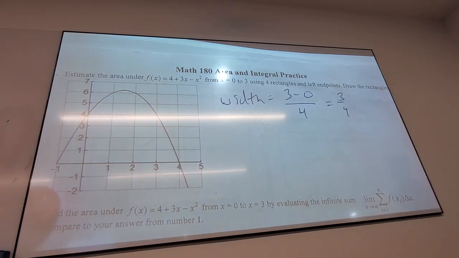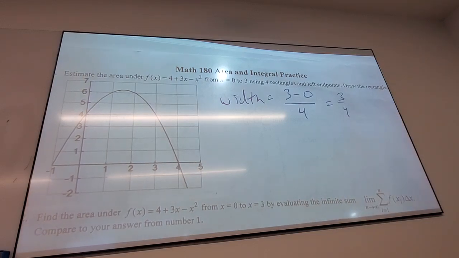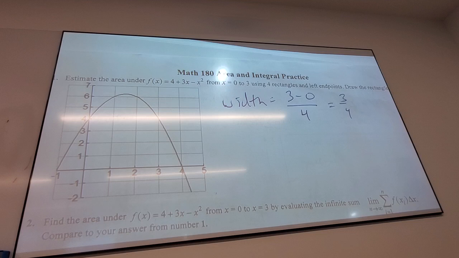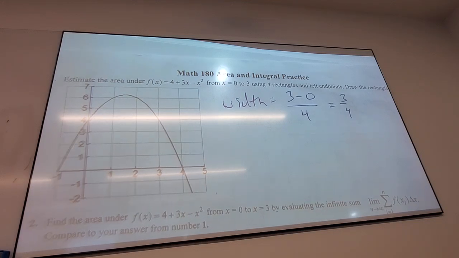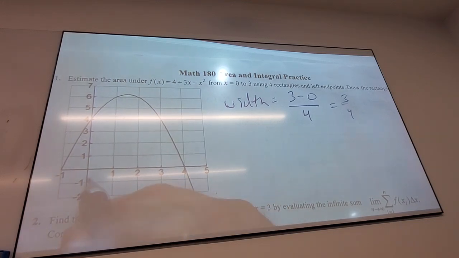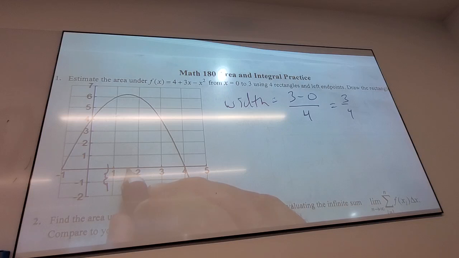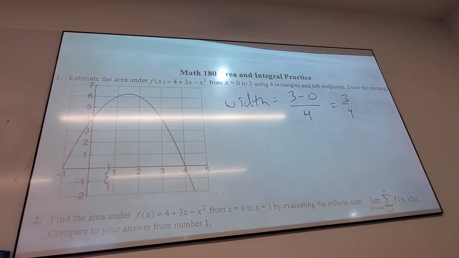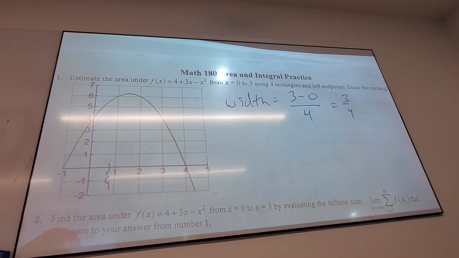So each rectangle is going to be 3/4 wide. So I start at 0, right? Where's the first rectangle end? 3/4. Where's the next rectangle end? 1.5. Yeah, 6/4, which is 3/2, is just 1.5.